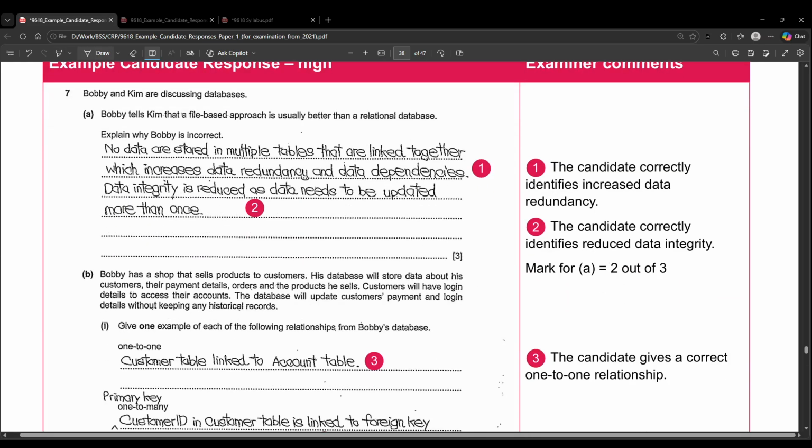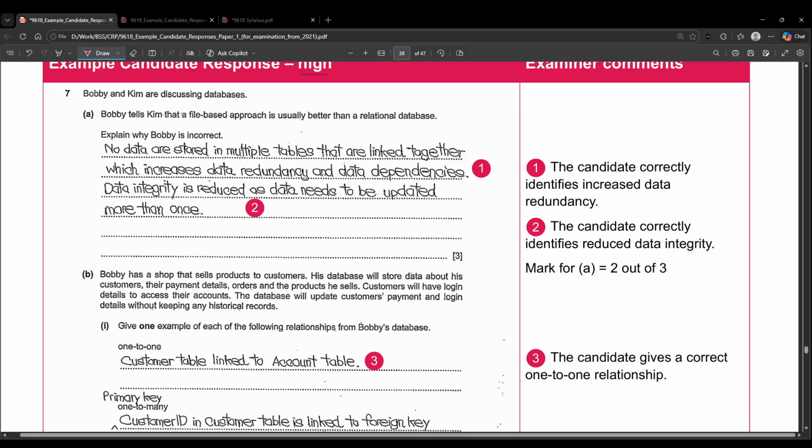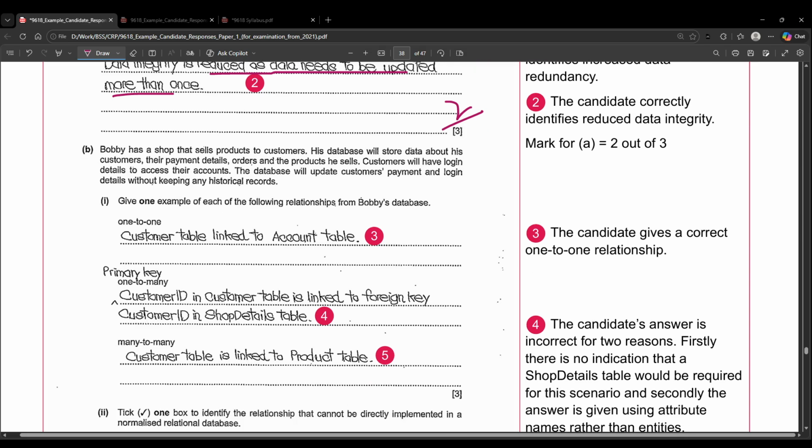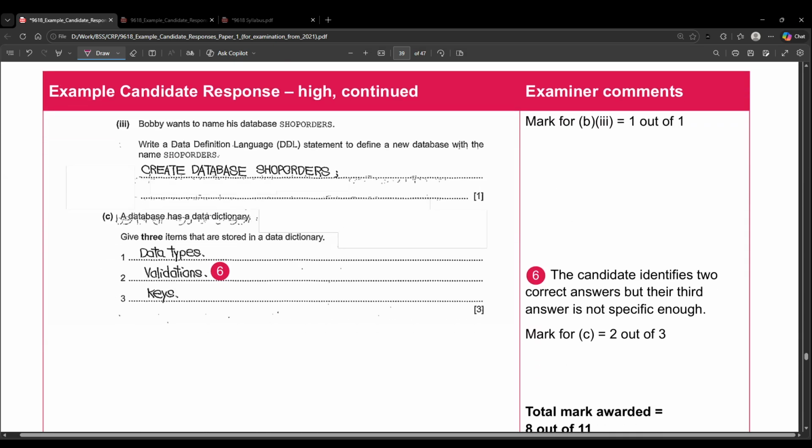And then again, we're back to someone with the high scoring paper. So Kim uses a file-based approach that's better than relational database. So they have mentioned data integrity is reduced as it needs to be updated more than once. Okay, this is fine. And then they have also mentioned data redundancy. So they get 2 marks because they mentioned 2 points, right? Then we move on to the next one. So this is also correct.